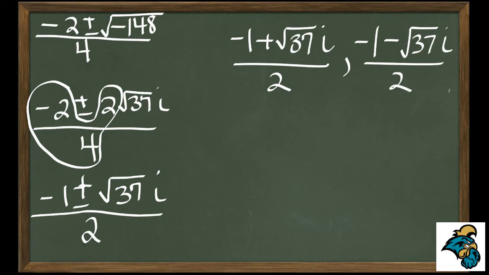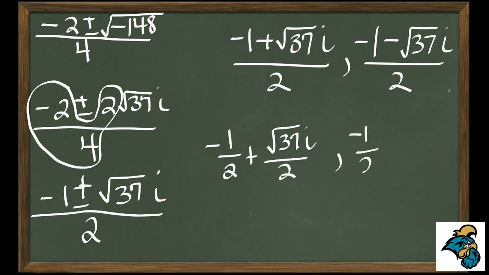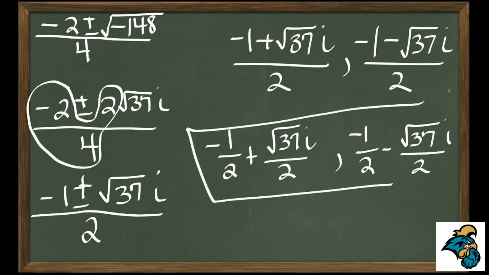Those are your two solutions, but let me give you one more way to write it, just in case. Another way to write that would be to split up the fraction. So negative 1/2 plus root 37i over 2. And the other one would be negative 1/2 minus root 37i over 2. Okay? So just two different ways you can write your solution. Either one is correct.